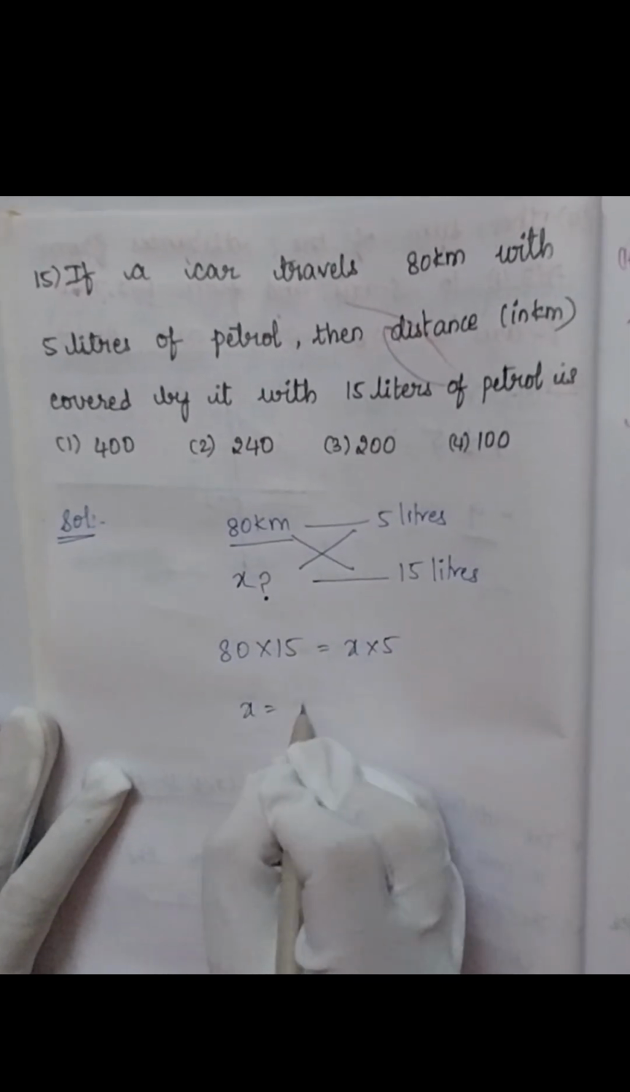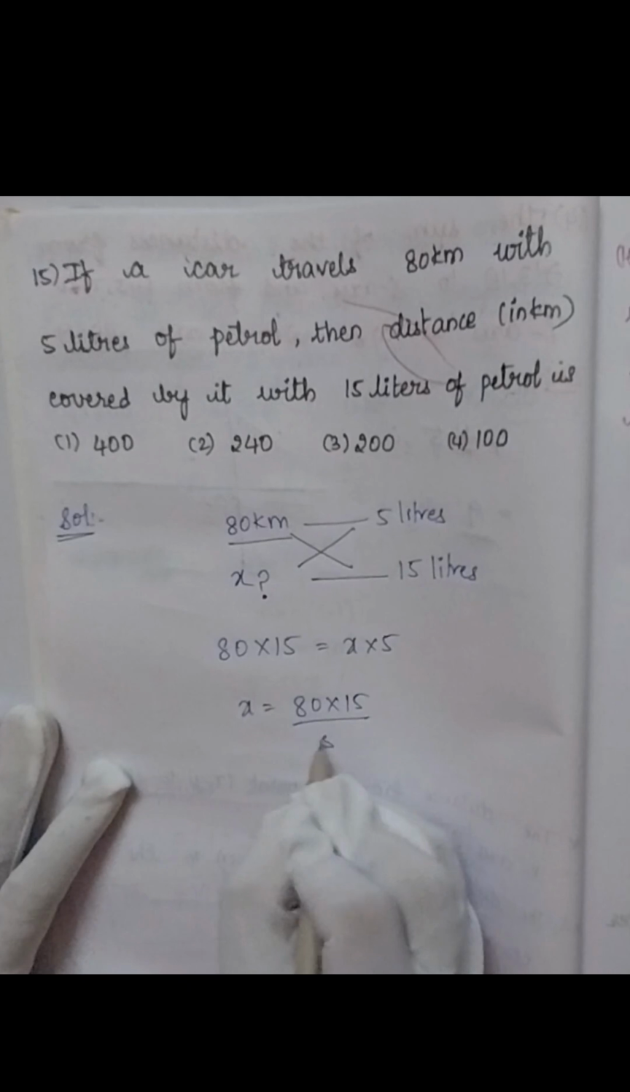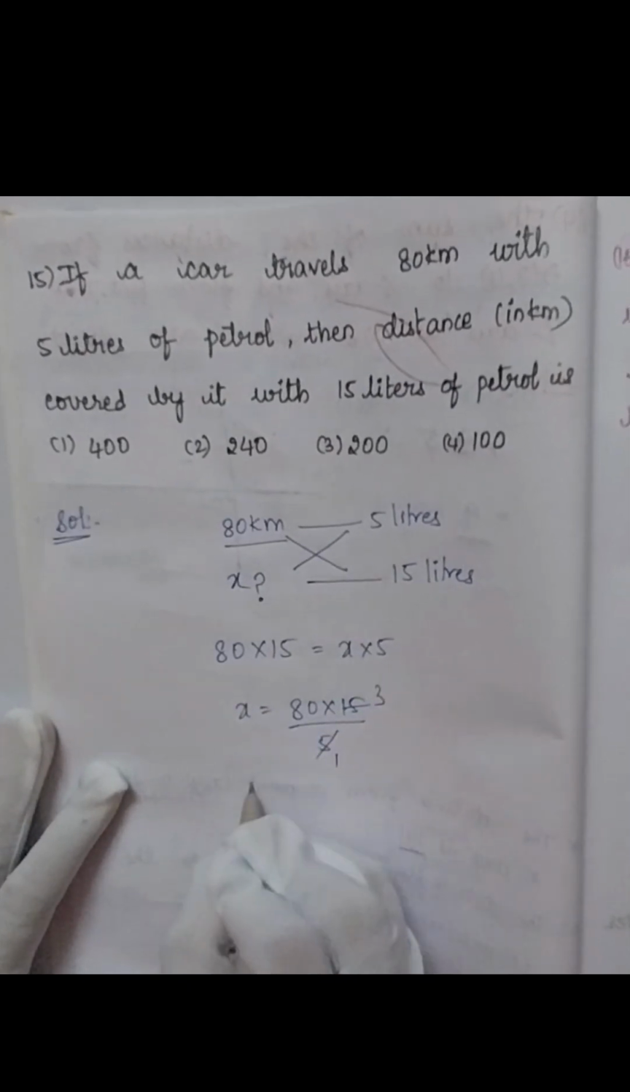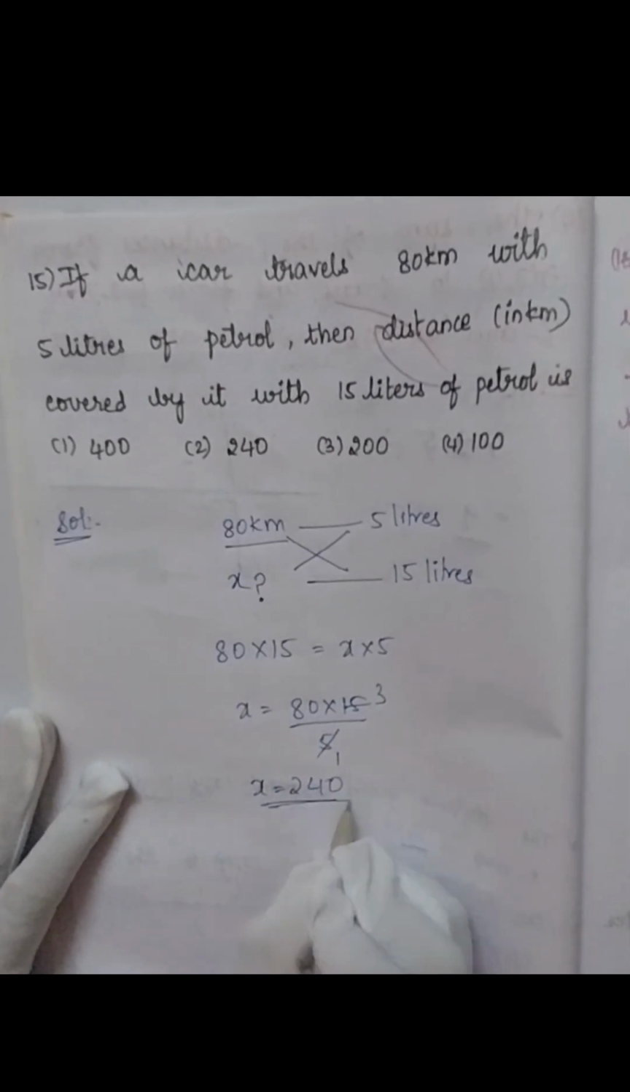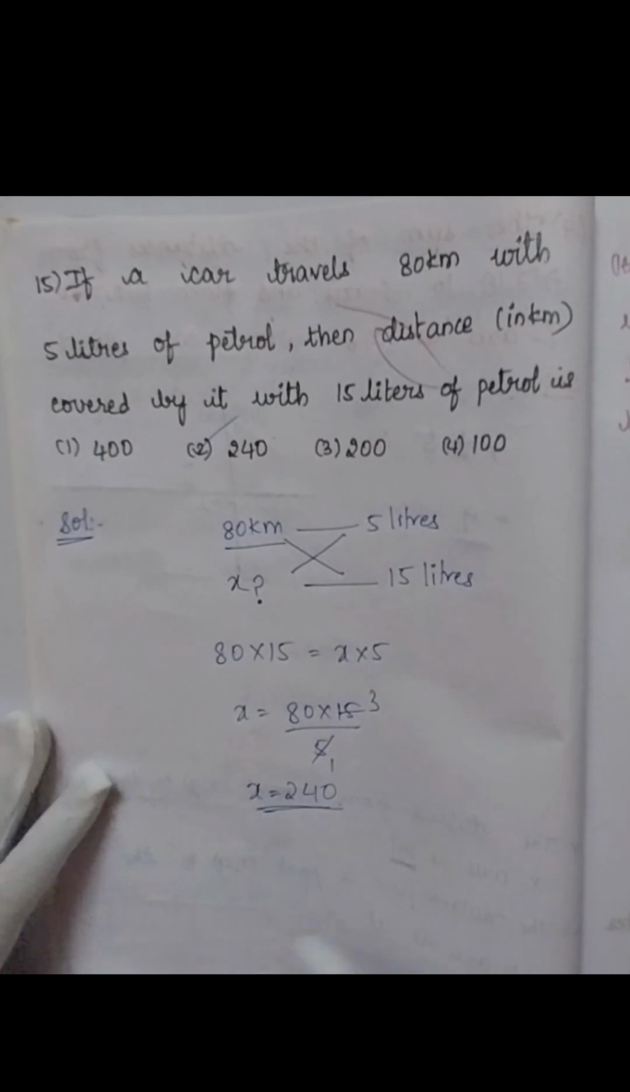So x is how much? 80 into 15 by 5. 5 ones are 5, 5 threes are 15, 8 threes are 24. Answer is 240. Isn't it very simple? The second option. Okay. Next.